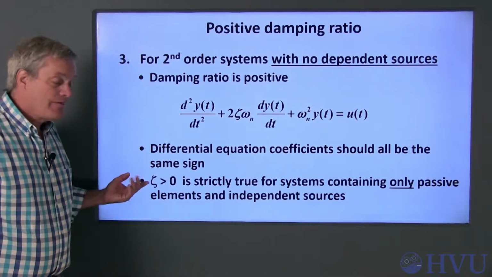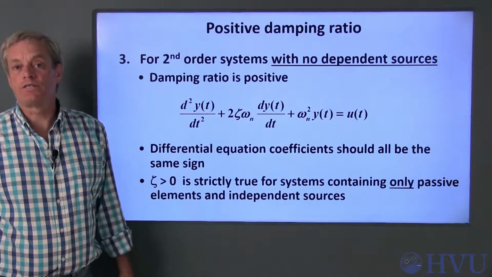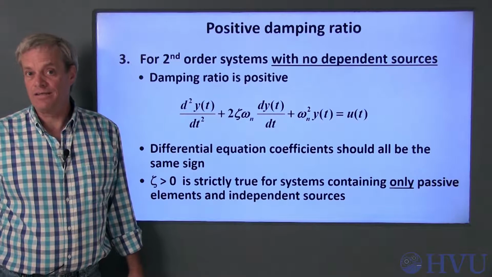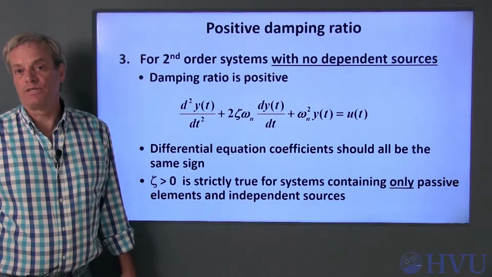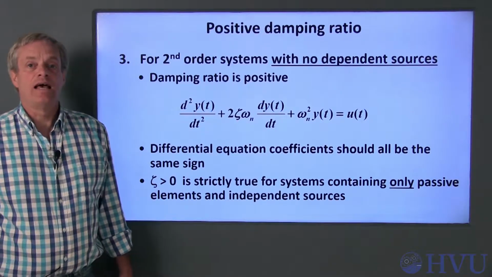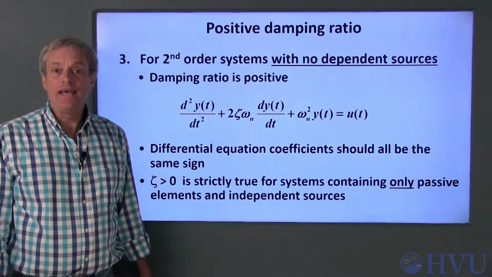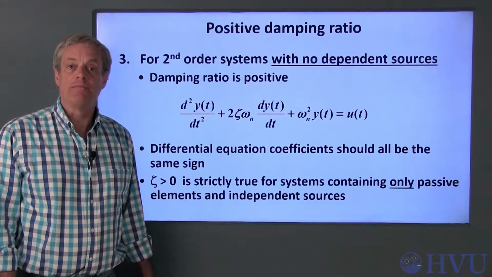To reiterate, the damping ratio is guaranteed to be positive as long as the circuit contains only independent sources and passive elements, such as resistors, capacitors, and inductors. If the circuit contains dependent sources, the damping ratio is not necessarily negative, but it can be, meaning that the response can grow with time.